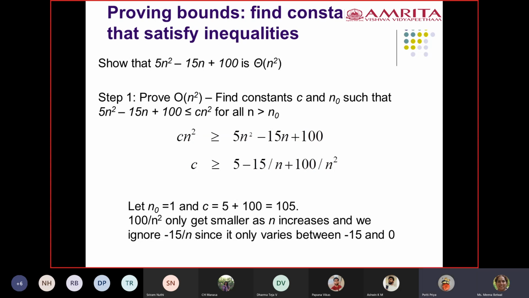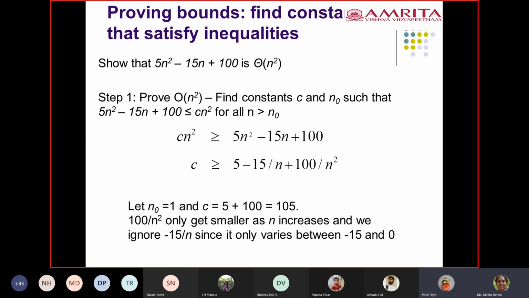Yes, ma'am. Suppose the second term also exists, we will be getting a small C value. So the expression will get small. But there is also a possibility that the C is bigger, if you are ignoring minus 15, because minus 15 by n can become 0 also. The least value will be 0, since we are considering the greatest value.